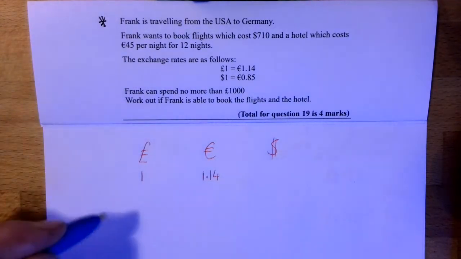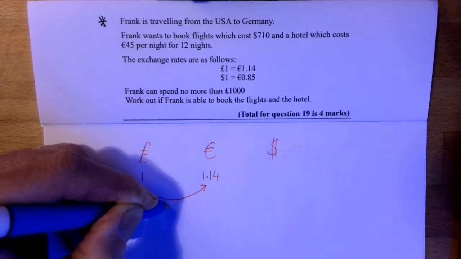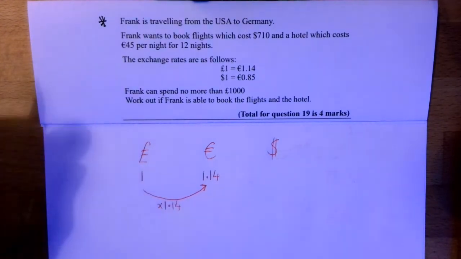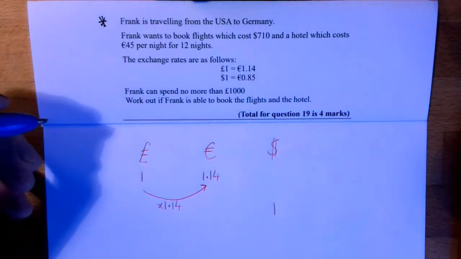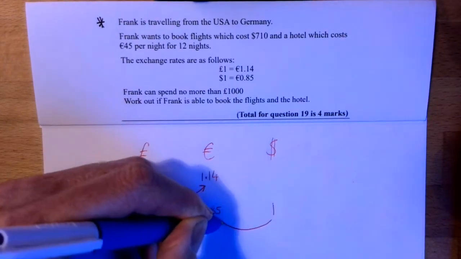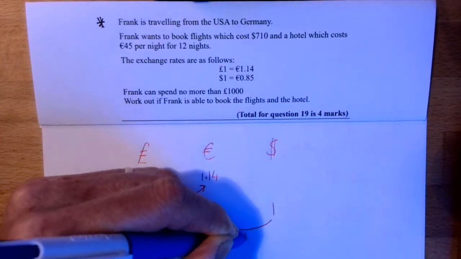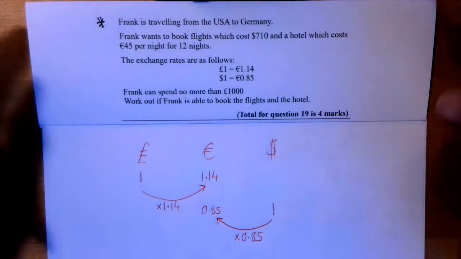So after divided by before, I know that the multiplier there is 1.14. I also know that $1 is 0.85 euros. So that means going that way, I'm multiplying by 0.85. And those of you that showed me your solutions, a few of you were getting that the wrong way round. So that's just something to make sure you were happy with.